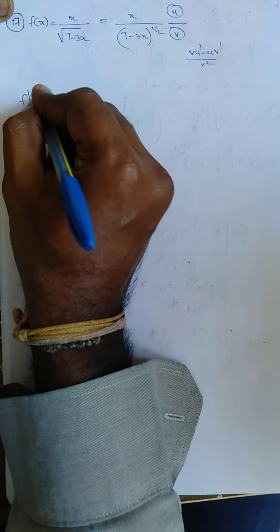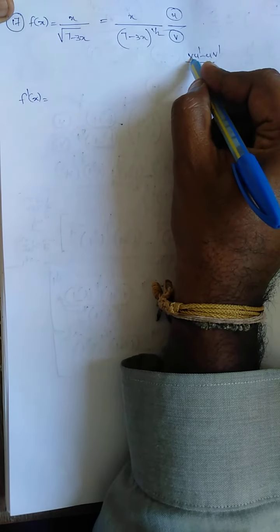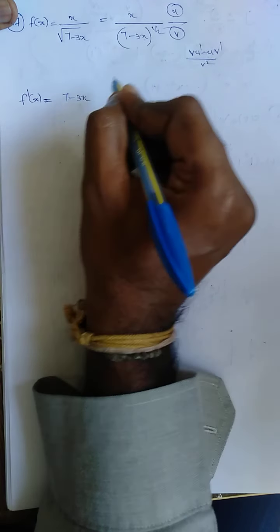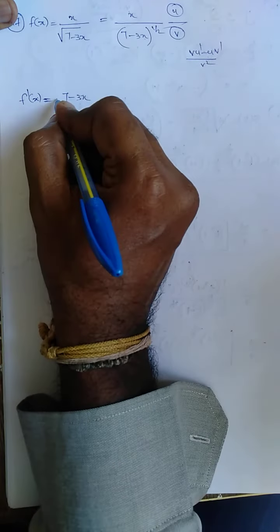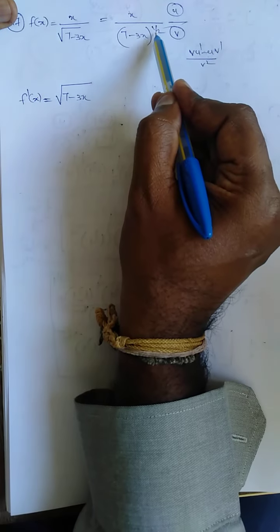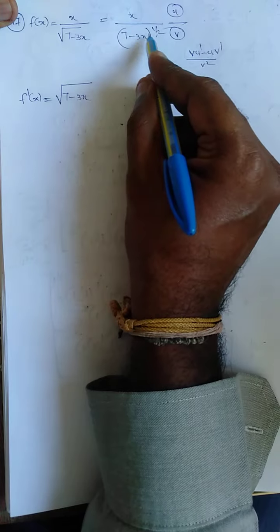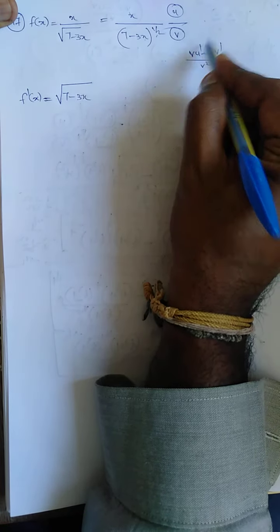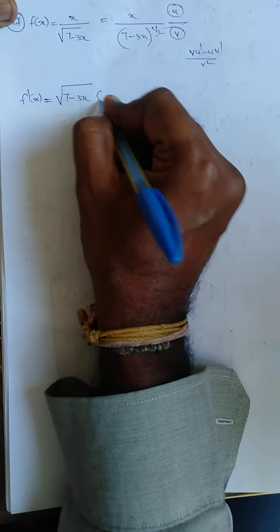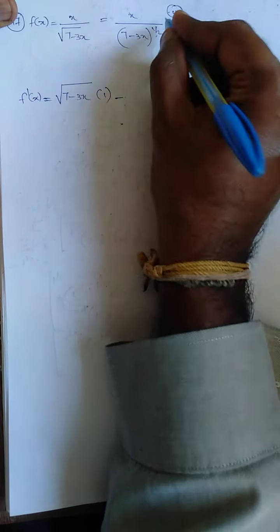f of x differentiated is f dash of x. First write v. What is v here? v is 7 minus 3x. Instead of writing whole power of 1 by 2, I can write a square root, but for differentiation only the 1 by 2 is useful. Write v as it is. v is nothing but (7 minus 3x) whole power of 1 by 2. Next u dash. Differentiation of x is 1. Write u as it is, x.